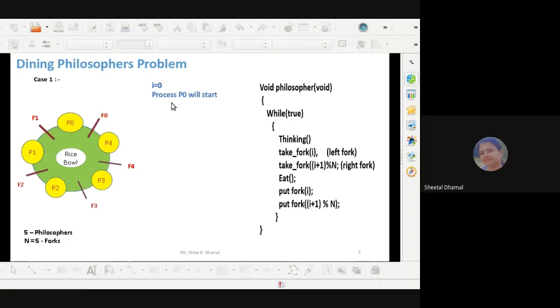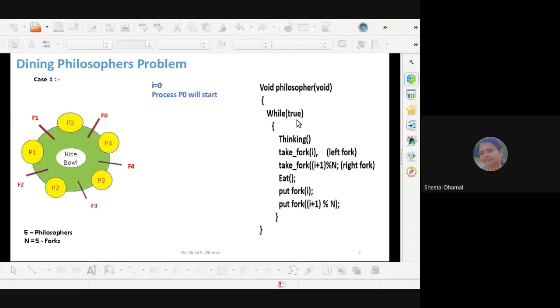Now this philosopher P0 is hungry. So now philosopher P0 is hungry. So at that time he wants to eat the rice which is placed at the center. So what he will do, for performing the eating operation, this P0 has to execute the code which is written inside this philosopher function. So P0 will execute this philosopher function, and after that it will execute that while true.